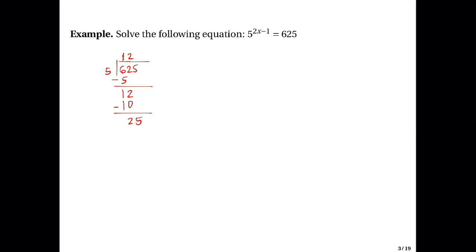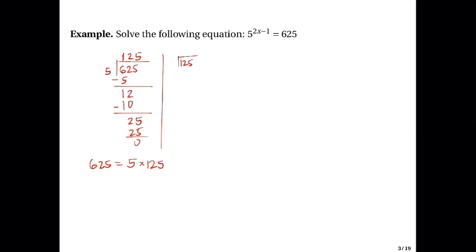Okay? And then here you have 25 divided by 5, you have 5. Then 5 times 5, that's 25. Okay? And this is equal to 0. So this means that your 625 is equal to 5 times 125. And as you can see, again, this is 125 and it's divisible further by 5.